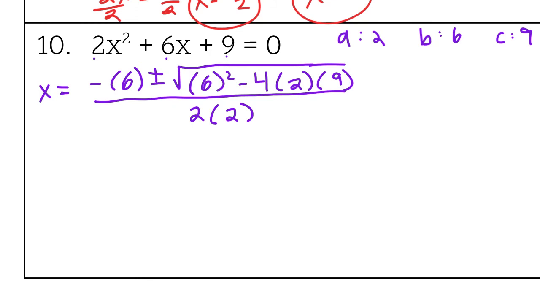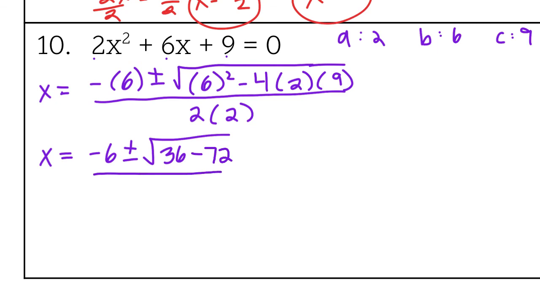So now that it's set up, I want to simplify as much as I can. So I have negative 6. I'm going to take off those parentheses, plus or minus square root. 6 squared is 36. And then for this part, I have negative 4 times 2 is negative 8. And then negative 8 times 9 would give me negative 72. So minus 72. All over 2 times 2 is 4.